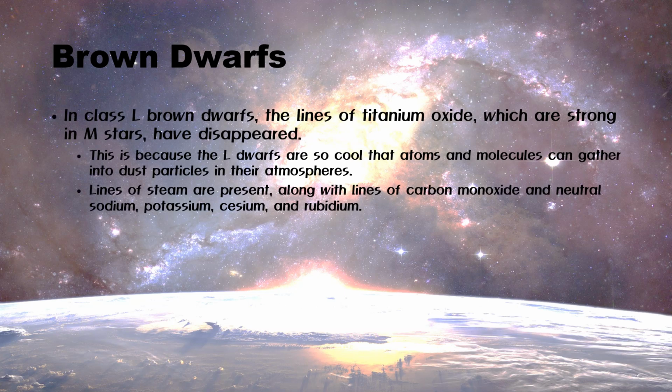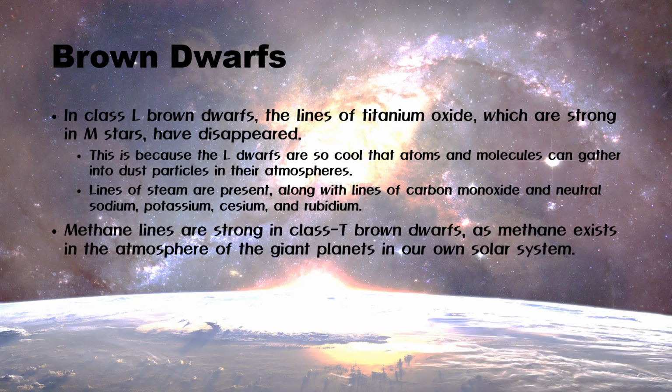In Class L brown dwarfs, the lines of titanium oxide, which are strong in M stars, have disappeared. This is because L dwarfs are so cool that the atoms and molecules can gather into dust particles in the atmospheres. Lines of steam are also present, along with the lines of carbon dioxide and neutral sodium, potassium, cesium, and rubidium.